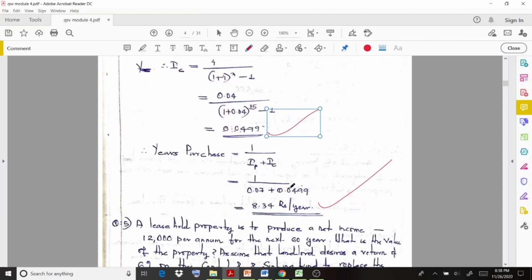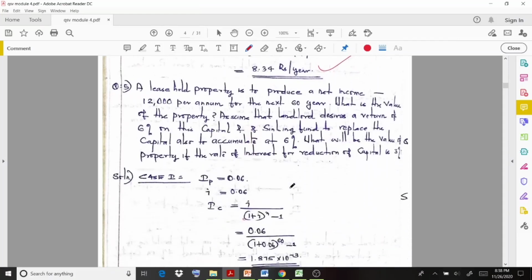Then coming to the next question. A leasehold property is to produce a net income of 12,000 per annum for the next 60 years. What is the value of the property? Assume that the landlord desires a return of 6% on the capital, and the sinking fund to replace the capital is also to accumulate at 6%. What will be the value of the property if the rate of interest for reduction of capital is 3%?